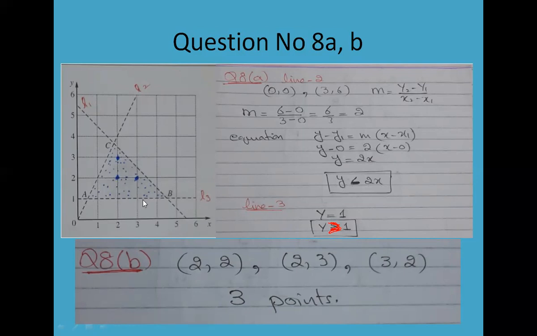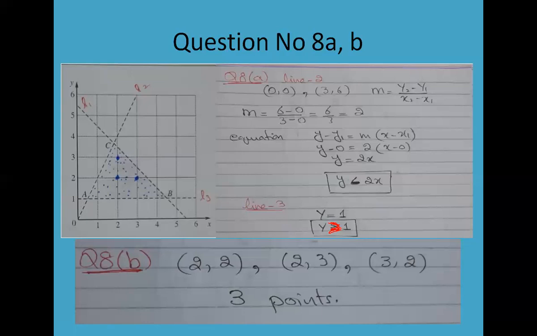Now, this is that third line. And if you look at the third line, line number 3, it's a horizontal line. For horizontal lines, the equation is very simple. It's y equals a constant number. And that constant number is the point through which the y-axis is being cut, the value of y there. So for horizontal lines, the equation is y equals a constant, and that constant here is 1.